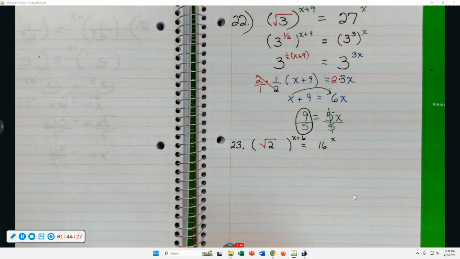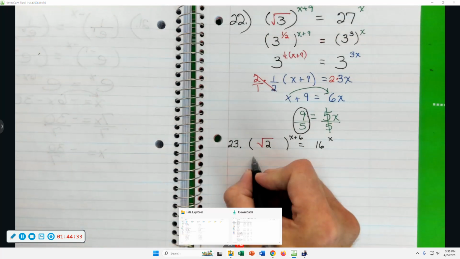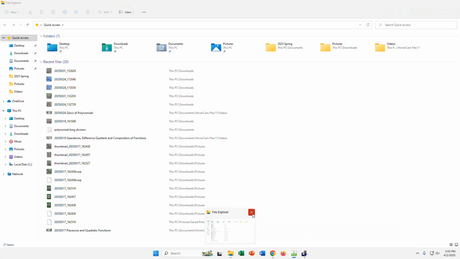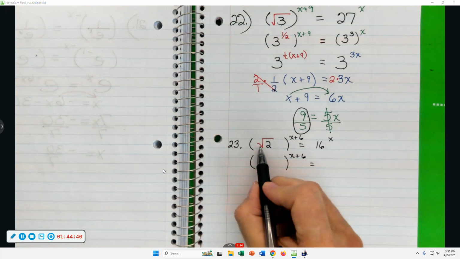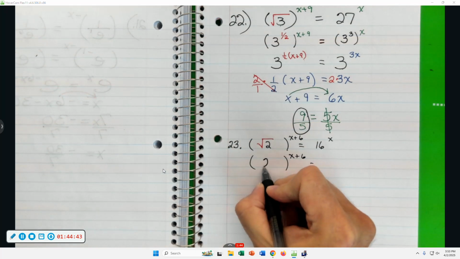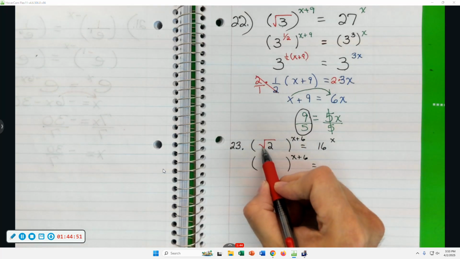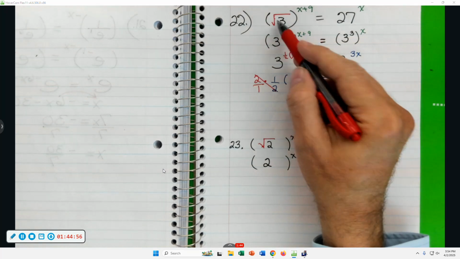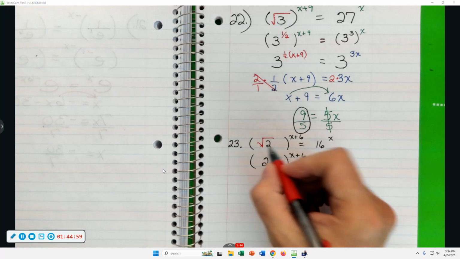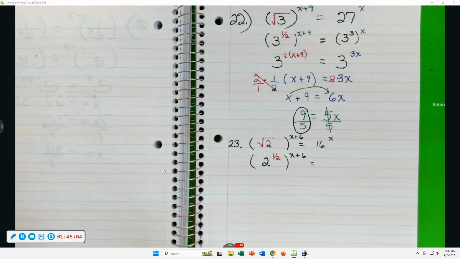Okay. Well, what's the first thing I'm going to do? Have we done anything like this one? Well, you're going to have to add this to your bag of tricks for logarithms. You may as well do it now for exponentials. If you see a radical, you must first rewrite it using what? A rational exponent. A fractional exponent. So this square root of 2 is going to be 2 to the 1/2.